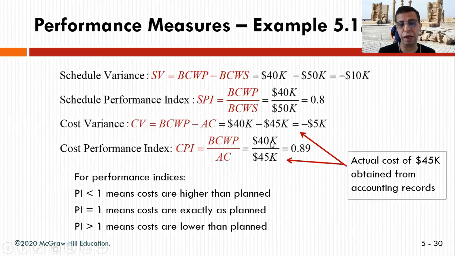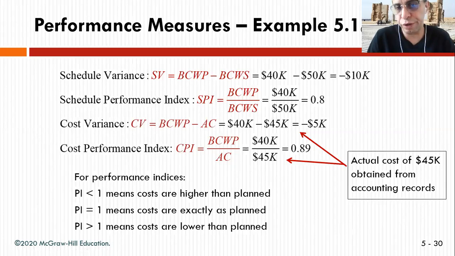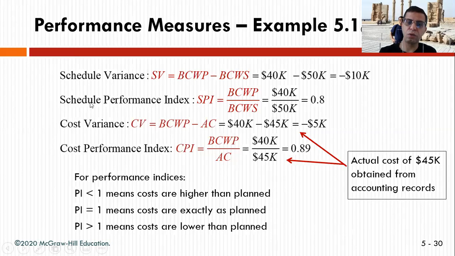And the reason you do that is because you want to see the schedule variance. Where are you behind? So the BCWP minus the budgeted cost of work scheduled, you are already $10,000 in the hole. And you do the schedule performance index. So what's the percentage you're doing? And which is called SPI.